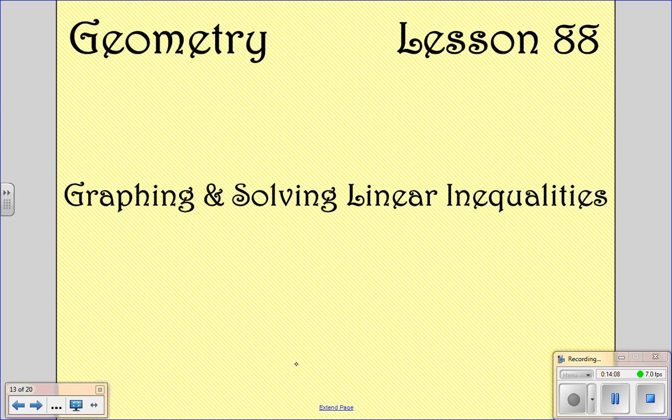Now we're going to look at lesson 88, graphing and solving linear inequalities. I do want you to do this on a separate sheet of paper, so y'all go ahead and get out another piece of paper to do these for this lesson. So we're looking at linear inequalities.